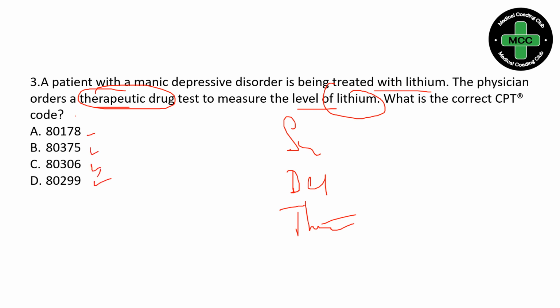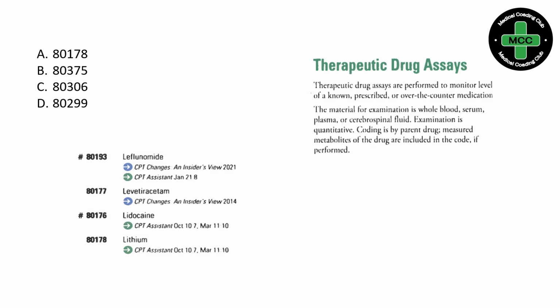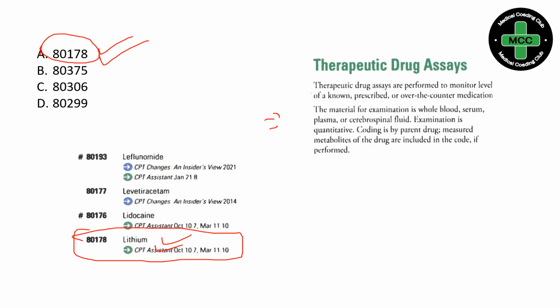There are options they have given here, so let's see the answer. You can see the code description under option A, 80178, which is for lithium. So you can select your answer as option A. You can also check this guideline: therapeutic drug assays are performed to monitor the level of known prescribed or over-the-counter medication, and the material for examination is whole blood, serum, plasma or cerebrospinal fluid. The examination is quantitative. So this is the information about therapeutic drug assays.